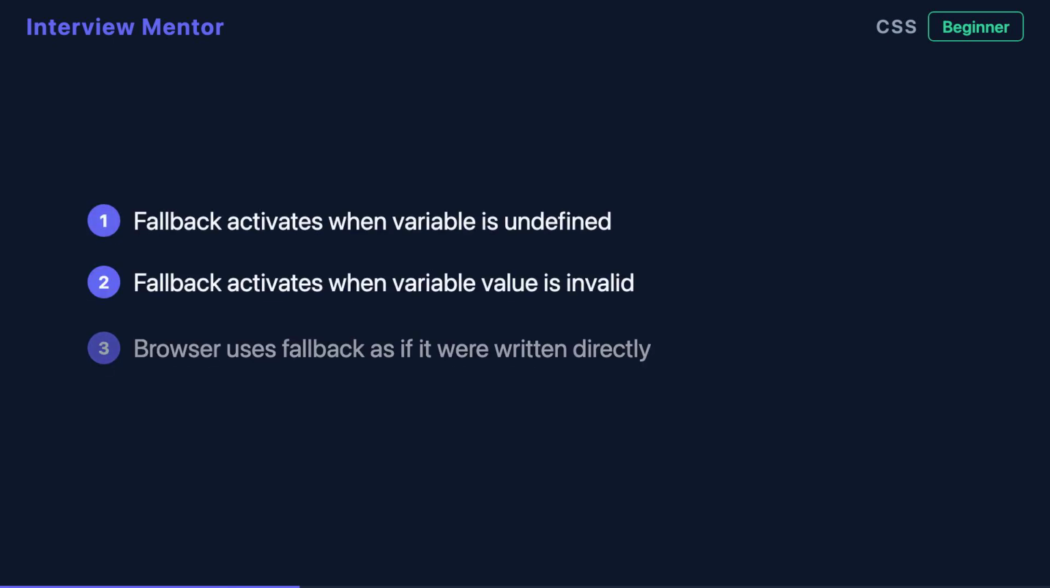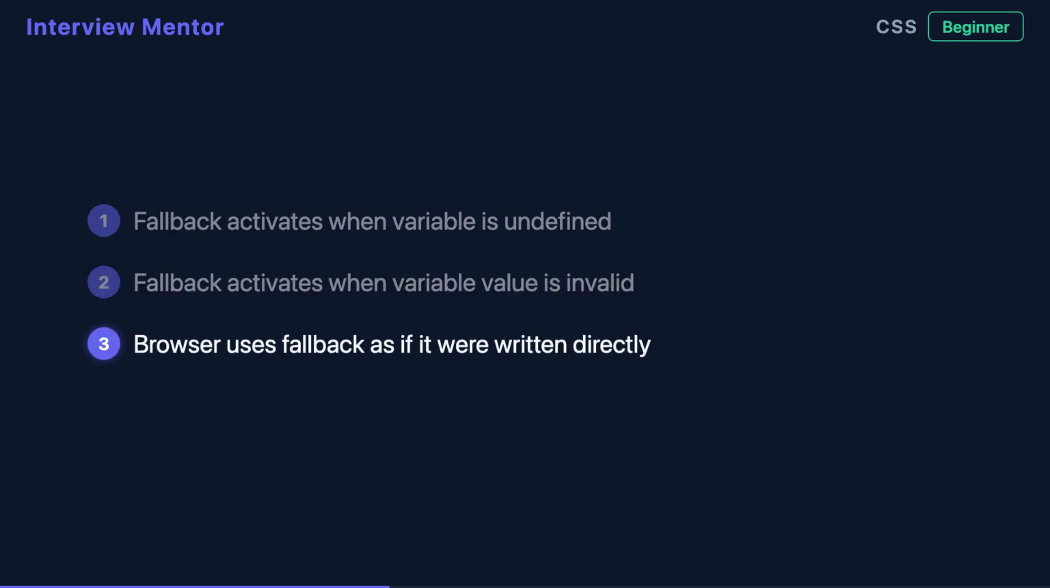Fallbacks activate in two situations. First, when the variable is undefined, meaning it was never declared anywhere in your CSS. Second, when the variable value is invalid for the property where you're using it. In both cases, the browser ignores the variable and uses your fallback.